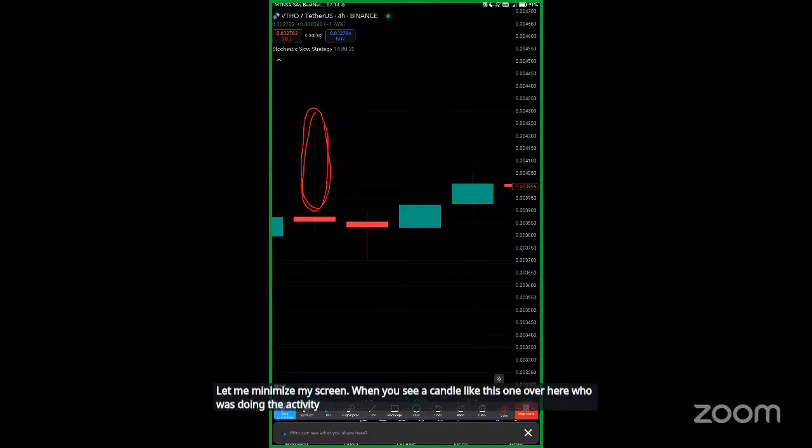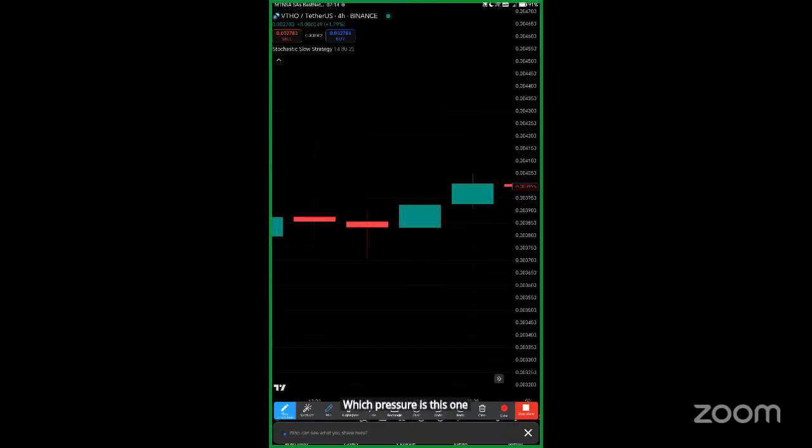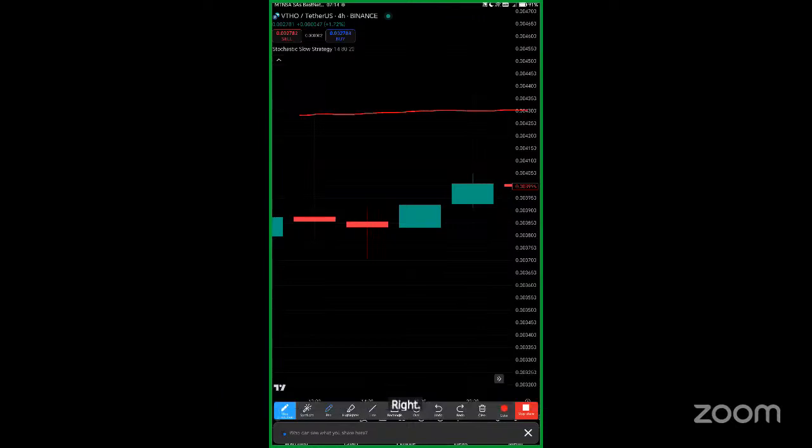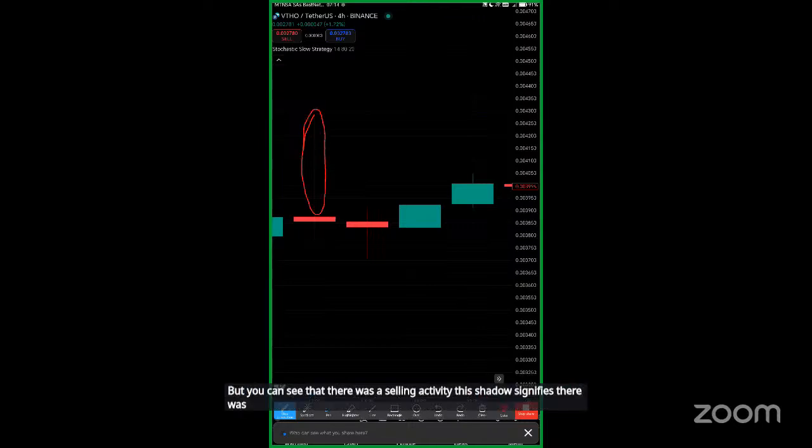Tell me, who was doing the activity here? Which pressure is this one? Yes, I know. Someone is going to say buyers, just because they are the ones who push the price to this level, right? But you can see that there was a selling activity. This shadow signifies there was strong selling activity compared to buying activity.